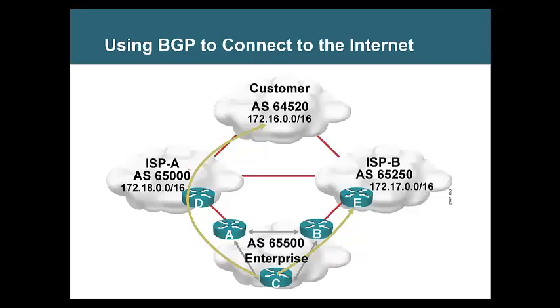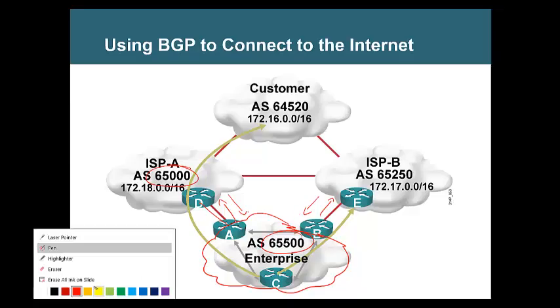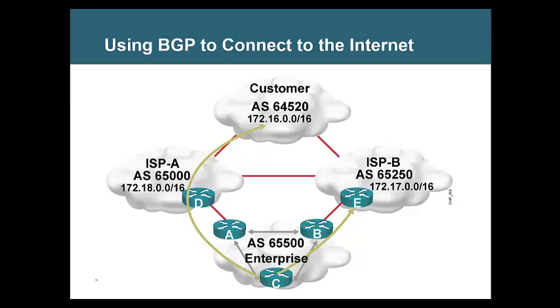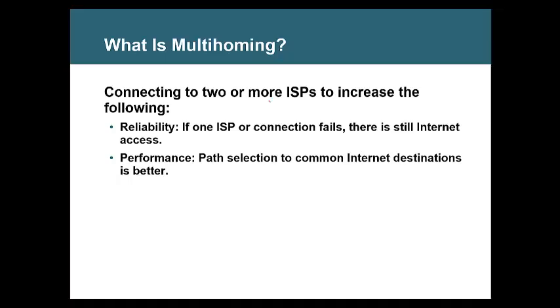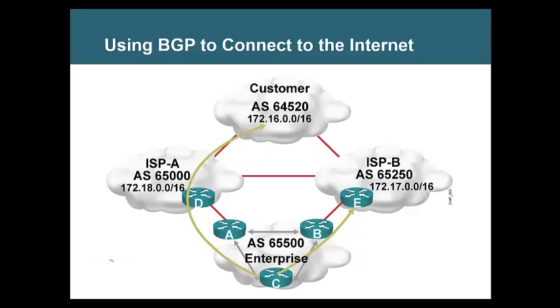See, this is 65000. This is 65500. Then this is upstream, and for this one, this is downstream. This is downstream, and for this, this is upstream. So whenever you have one autonomous system connecting to more than one upstream, we call it multi-homing.